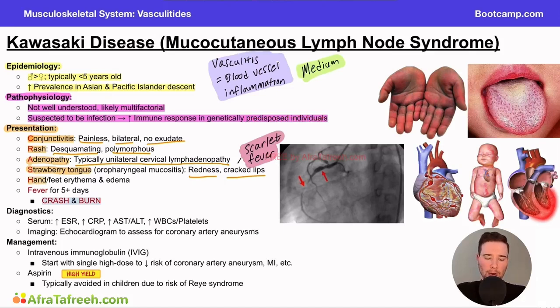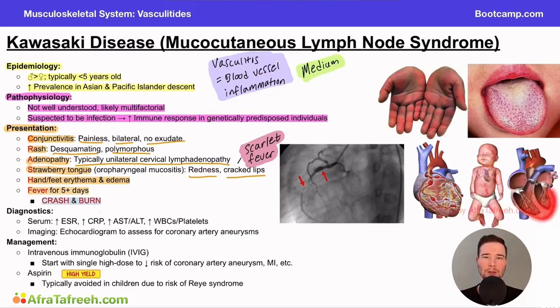Now, the H in crash stands for hand/feet, erythema, and edema. So these patients are often going to present with redness in their hands and feet, and they can be swollen as well. So there is our first portion of the memory aid, which is crash. C-R-A-S-H: conjunctivitis, rash, adenopathy, strawberry tongue, and hand/feet erythema and swelling. And then the easy one is actually to remember the burn component of the memory aid. This is dealing with patients who have a fever, often for more than 5 days.